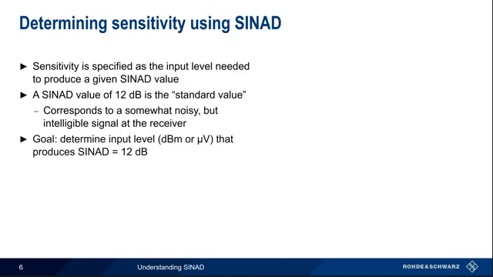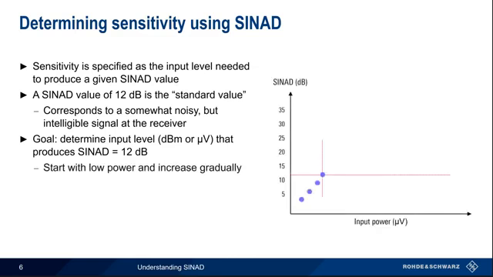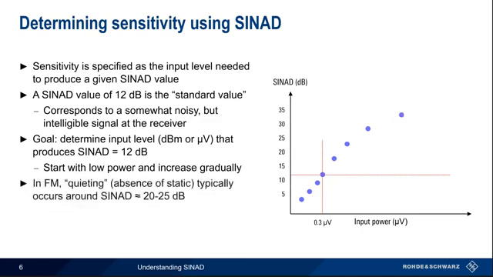So our goal in sensitivity testing is to determine what input level, in dBm or microvolts, is needed to produce a sinad of 12 dB at the audio output of the receiver. Generally, the input level begins very low, and is slowly increased until a sinad of 12 dB is achieved. In this example, our received 12 dB sinad sensitivity occurs at a level of 0.3 microvolts. Higher values of sinad correspond to better audio quality. For example, in FM, quieting, that is, the absence of any static, crackles, etc., typically occurs at a sinad value of 20 to 25 dB, and audio quality often continues to improve until sinad reaches 30 to 40 dB.